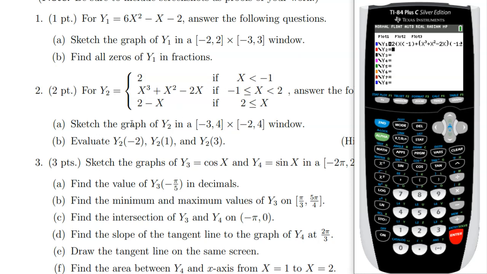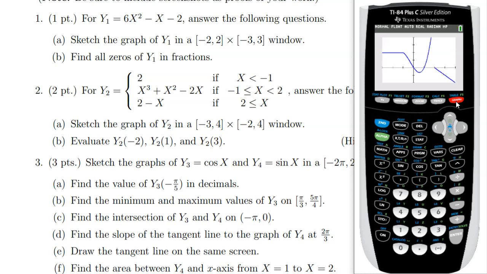Then we're going to sketch the graph in this window: x from -3 to 4, and y from -2 to 4. So we go here and change x to -3 to 4, and y goes from -2 to 4. Then hit graph to sketch the graph. This is the first piece, 2, and this is the cubic function. After that, you have a straight line. So we got that.